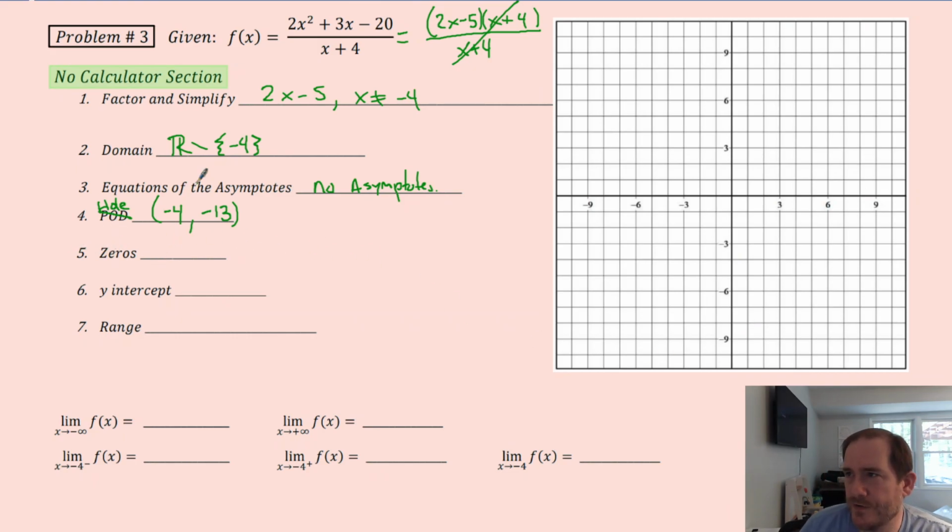Alright, what are the zeros? Well, the only zero that counts would be the zero here, which would be positive 5 over 2, which is 2.5, so we'll cross the x-axis right there. The y-intercept: you're plugging in 0. We're getting negative 5.